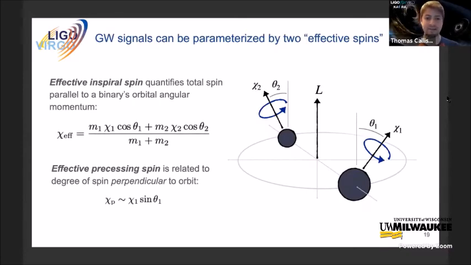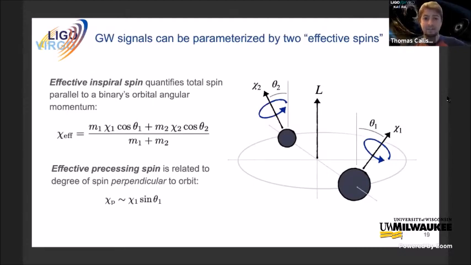These are defined on the left. There are two effective spin parameters that we will look at. The first is called the effective inspiral spin. This is the projection of each component spin onto the orbital angular momentum, or parallel to the orbital angular momentum, and then weighted or averaged together. So this is a mass-averaged spin angular momentum parallel to the orbit.